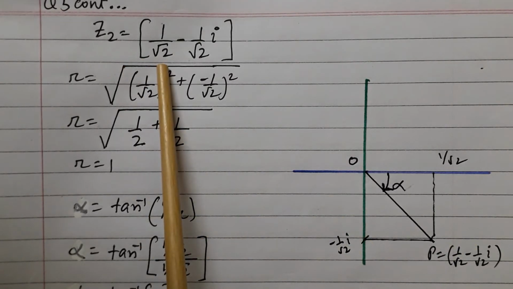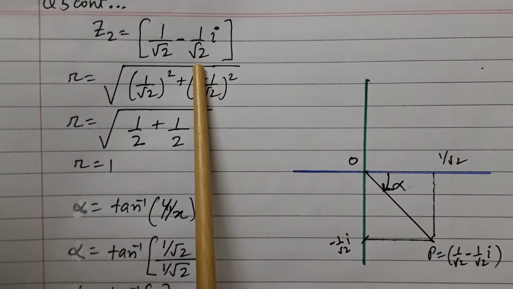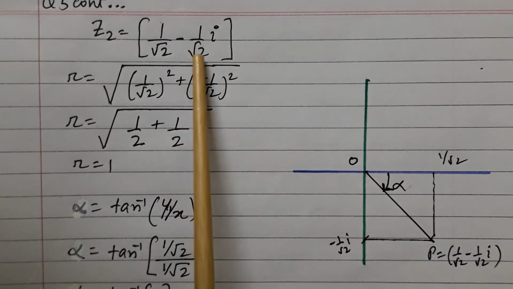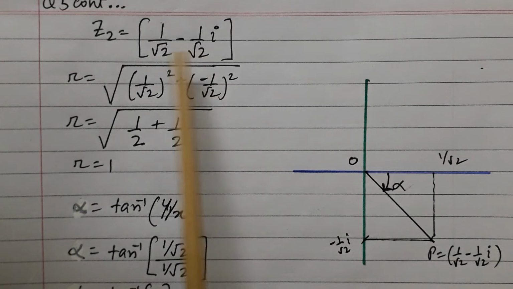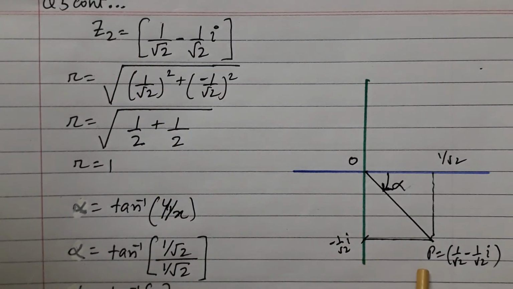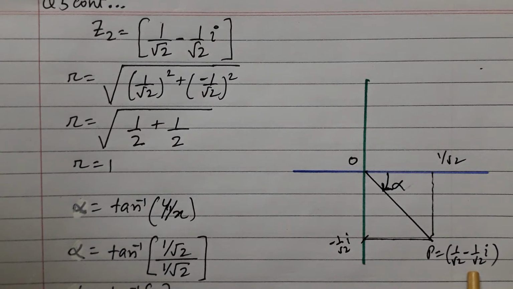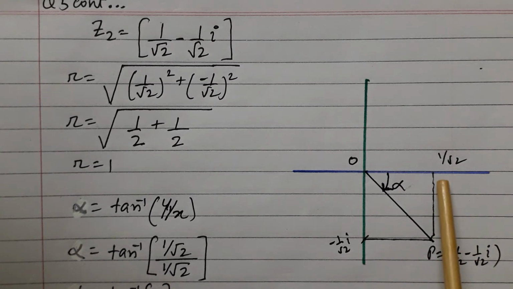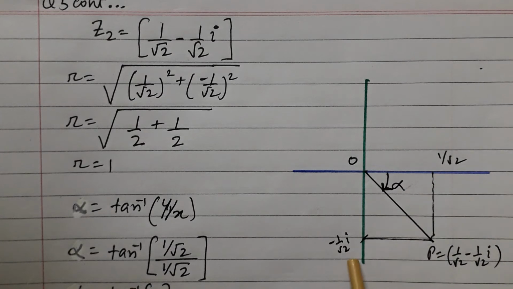So z2 is equal to 1 by root 2 minus i by root 2. Now let us represent this complex number z2 on the Argand diagram. Let P be the point which is the location of the complex number 1 by root 2 minus i by root 2. Now x is 1 by root 2, that is the real part, and the imaginary part is minus 1 by root 2.